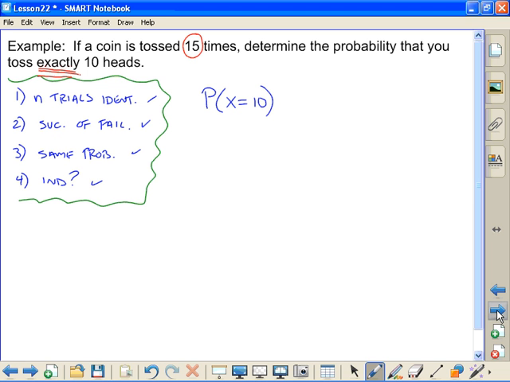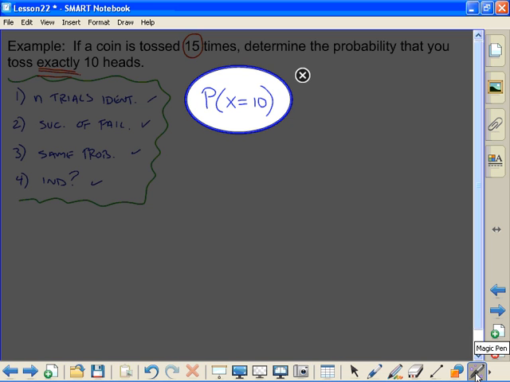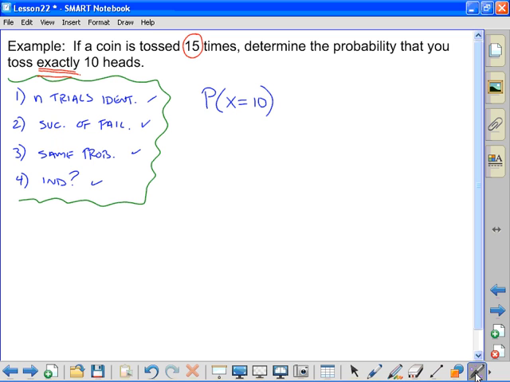What is the probability that our random variable is going to equal 10? If it was greater than or at least, then it becomes a process of creating a large table. So we're fairly lucky in that. So what's the probability that we get exactly 10 heads? So 10 is the success criteria in this case. So I'll put down here, success is equal to a head.